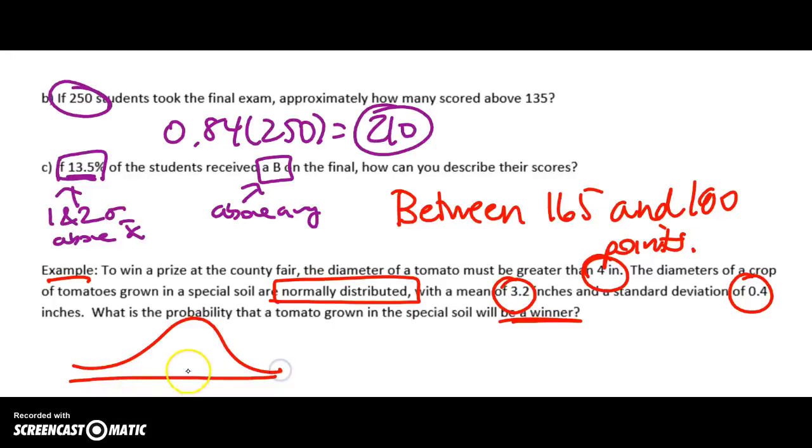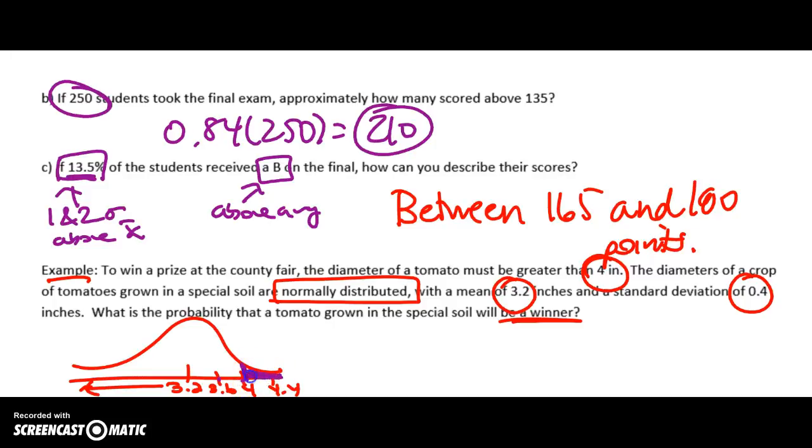So if we draw this curve, we know that 3.2 goes in the middle, and then I can count out 0.4. So we get 3.6, 4, and 4.4. I don't really care about the stuff to the left. You can draw it. We're just using this to help us with the problem. So we want to know what's the probability that it's greater than 4. Notice 4 is a perfect 2 standard deviations above the mean.